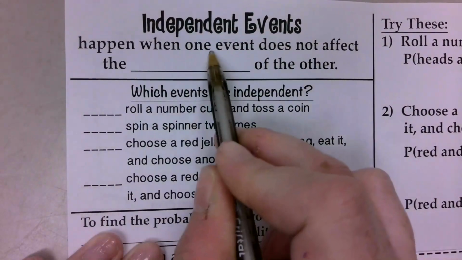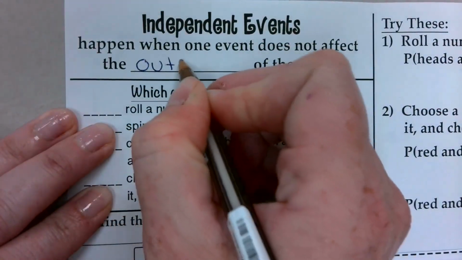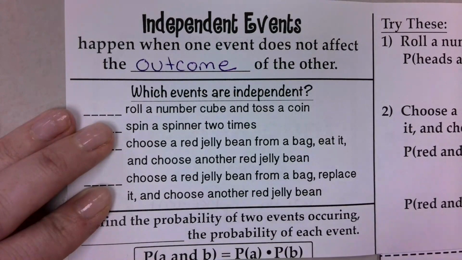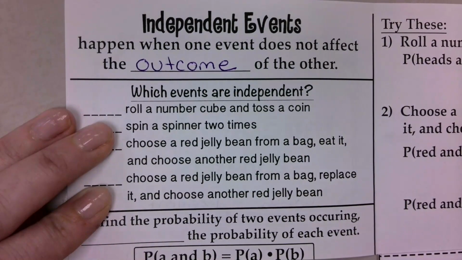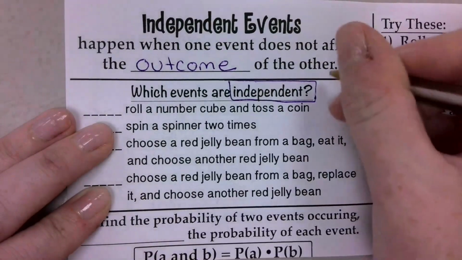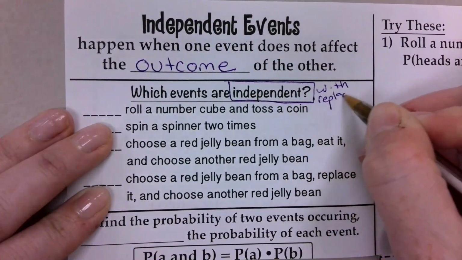Independent events happen when one event does not affect the outcome of the other. Meaning I pick something, I put it back, I don't have to worry about it anymore. Before we even get into calculating these probabilities, we're first going to decide which are and are not independent. So remember, this is with replacement, which means we put it back.